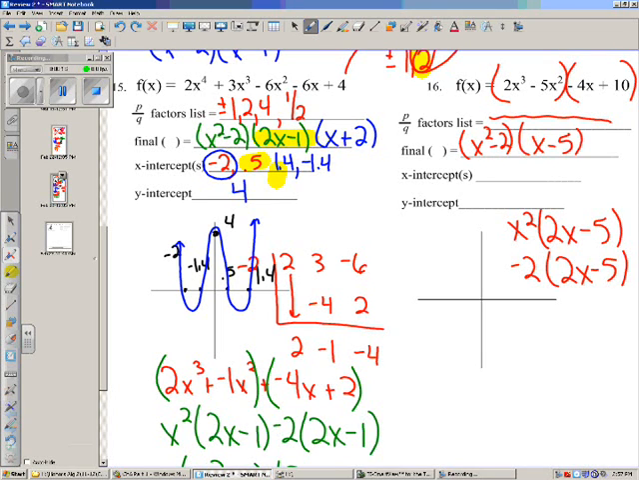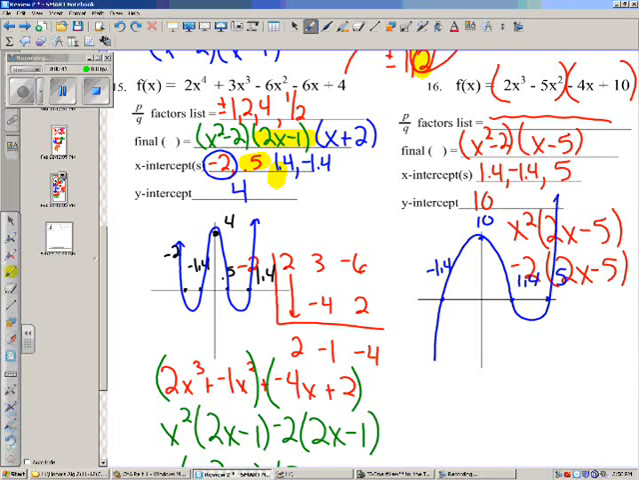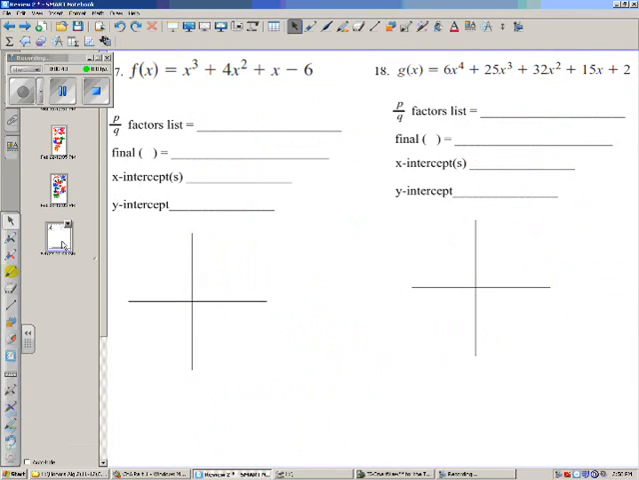The x squared minus 2 can become 1.4 and negative 1.4, and then 5. My y-intercept is 10, and now I'm ready to graph my points. And it's going to be a bumpy line, only going through, no bouncing. And there's your final shape for 16. All right, let's finish this up. Let's go to the last page.